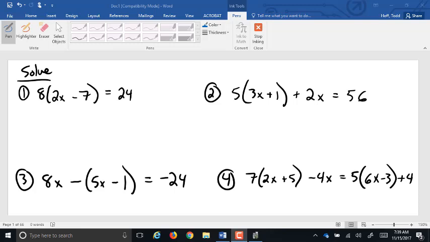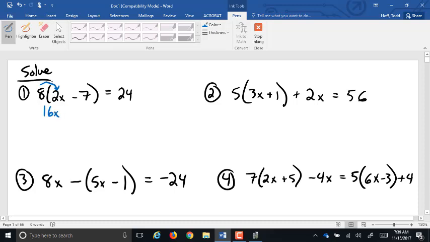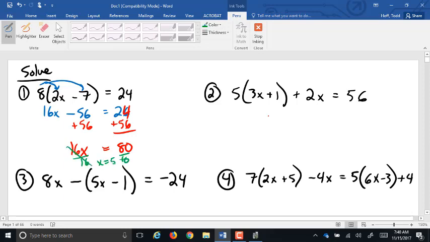Okay, so for the first one, what do we do? Okay. 8 times 2x is 16x. 8 times negative 7, negative 56 equals 26. And then add 50, this should be 24, not 26. Add 56, makes that 80. 16x equals 80. And then divide by 16, x equals 5 is correct.